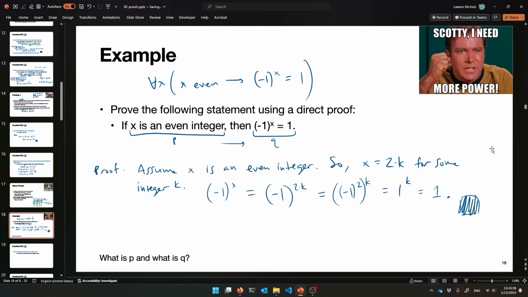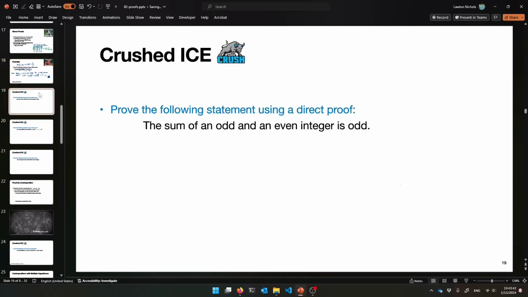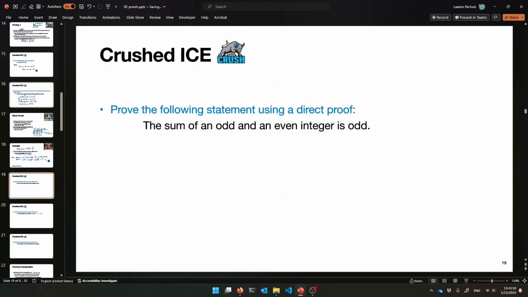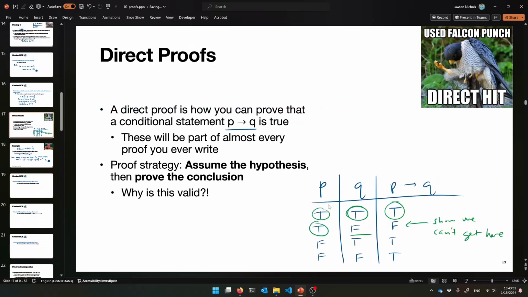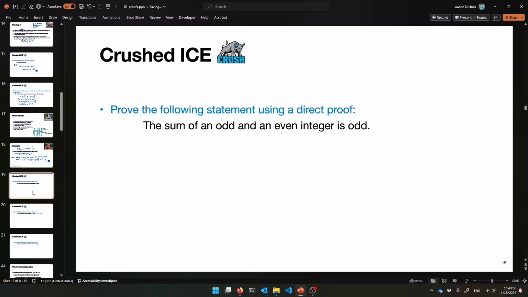So that's a direct proof. Assume that the hypothesis is true, prove that the conclusion is true. All right, so we got that one. Your turn. So prove this using a direct proof. The sum of an odd and an even integer is odd. Okay, prove that. Remember what a direct proof is. Assume the hypothesis, prove the conclusion. You're probably going to want to convert this to math.